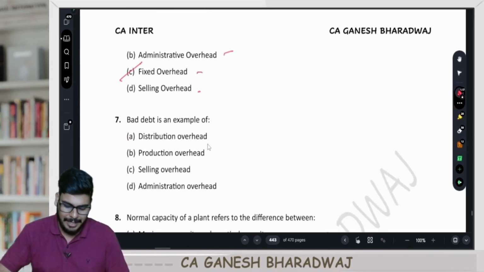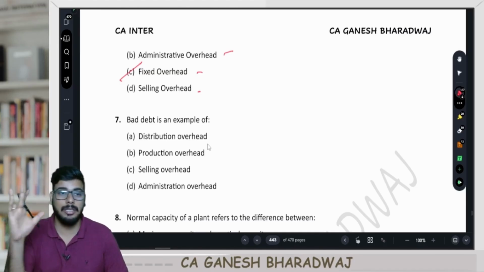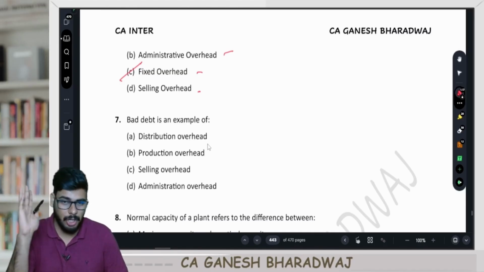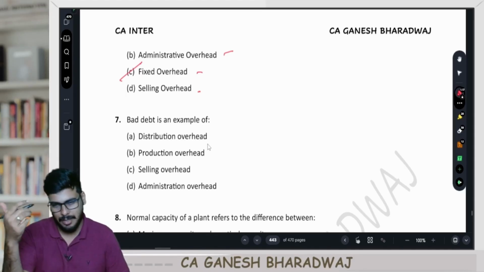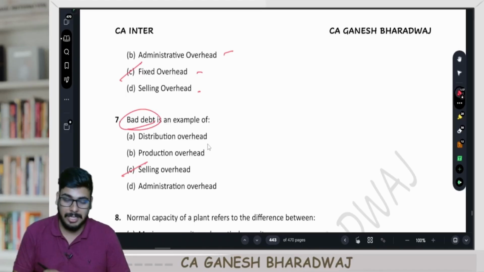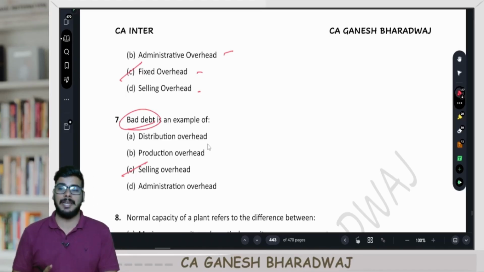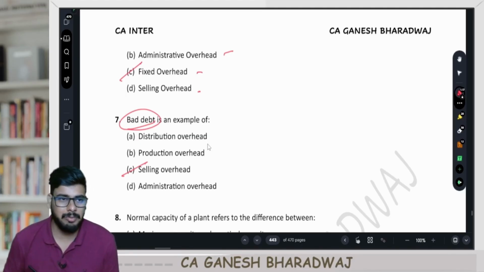Then, bad debt is an example of. Now, this is absolutely wrong. Bad debt should not be considered in our subject. But out of these four, which is the best alternative? Selling overheads, right? But it is wrong. Be very clear. Bad debts is not at all a part of our subject. I told you bad debts indicates inefficiency in recovery of amount from your debtors. That will never form part of your costing itself.